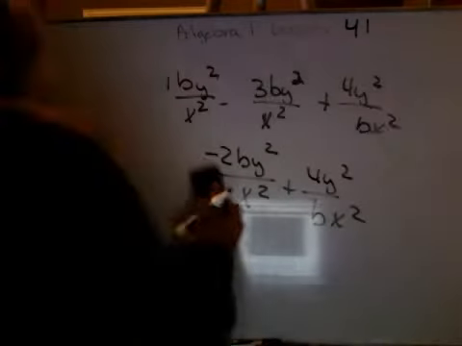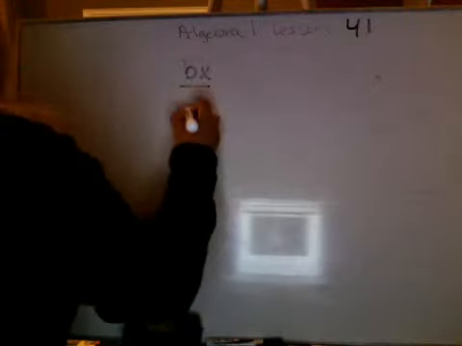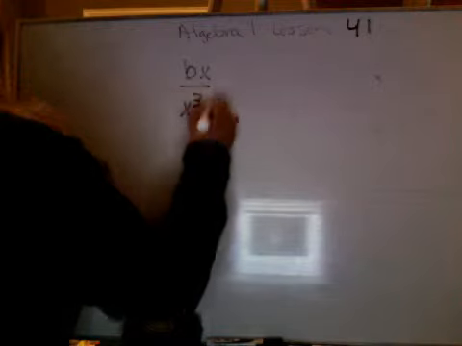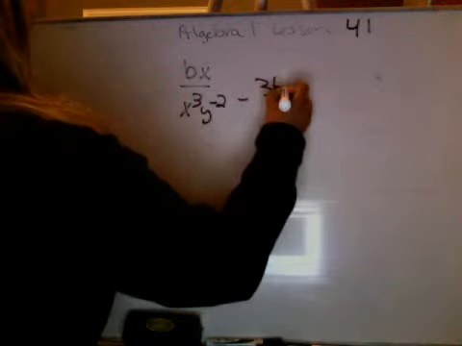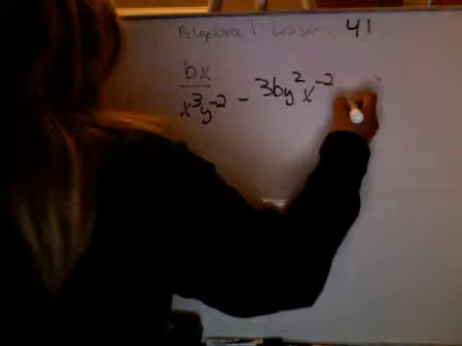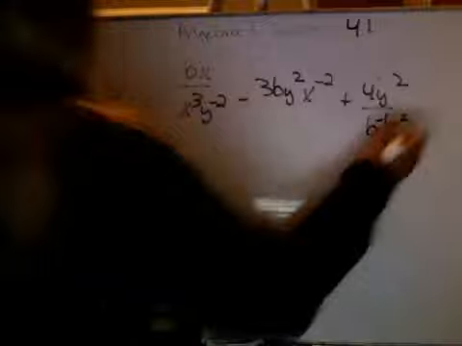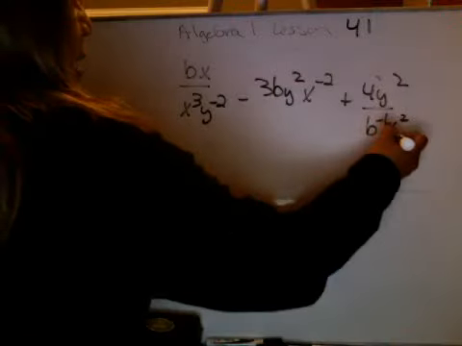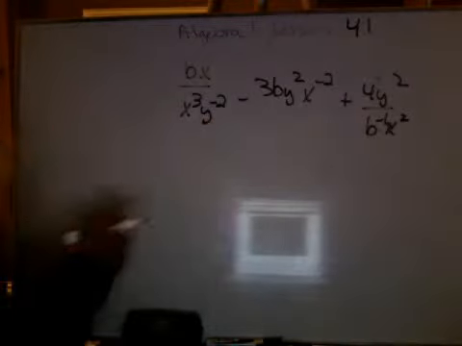So let's look at example 41.1. It says bx over x cubed y to the negative 2 minus 3by squared x to the negative 2 plus 4y squared over b to the negative 1 x squared. Well, you can't tell if any of these are like terms or have the same denominator. So what you want to do is change everything into positive exponents.